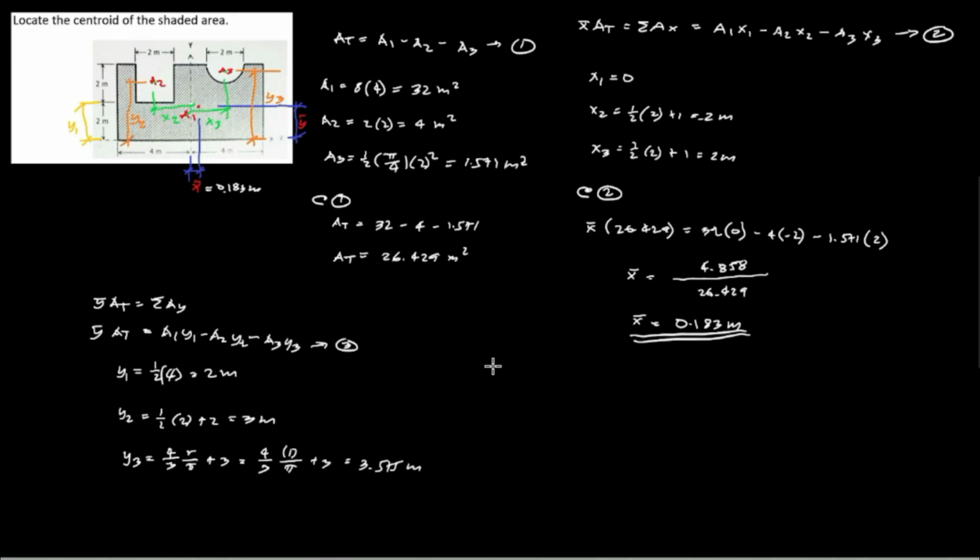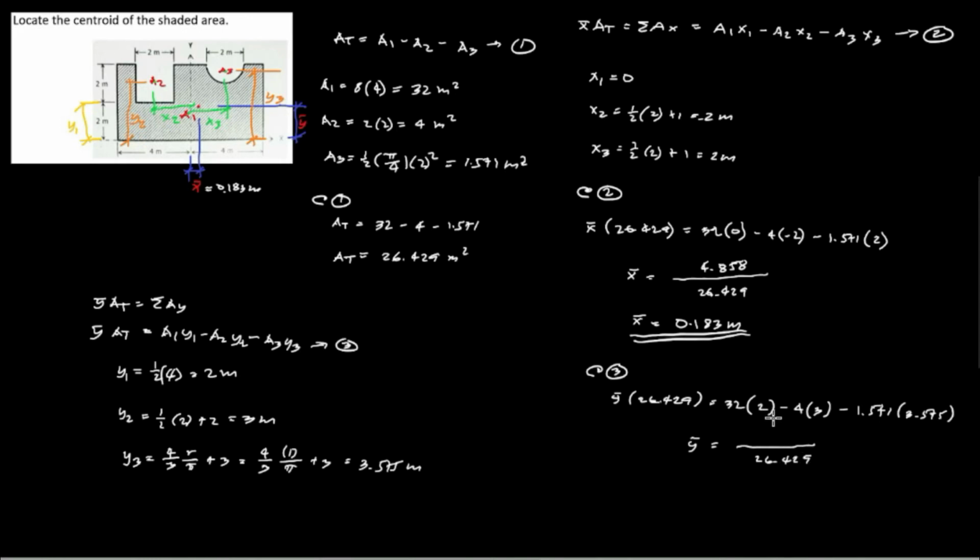Y sub 1 is 2 meters, y sub 2 is 3 meters, and y sub 3 is 3.575. At equation 3, y bar times area total, 26.429, is equal to area 1, 32, times y sub 1, or 2 meters, minus area 2, that's 4, and y sub 2 is 3 meters, minus area sub 3, which is 1.571, and y sub 3, 3.575. And we divide everything by 26.429.